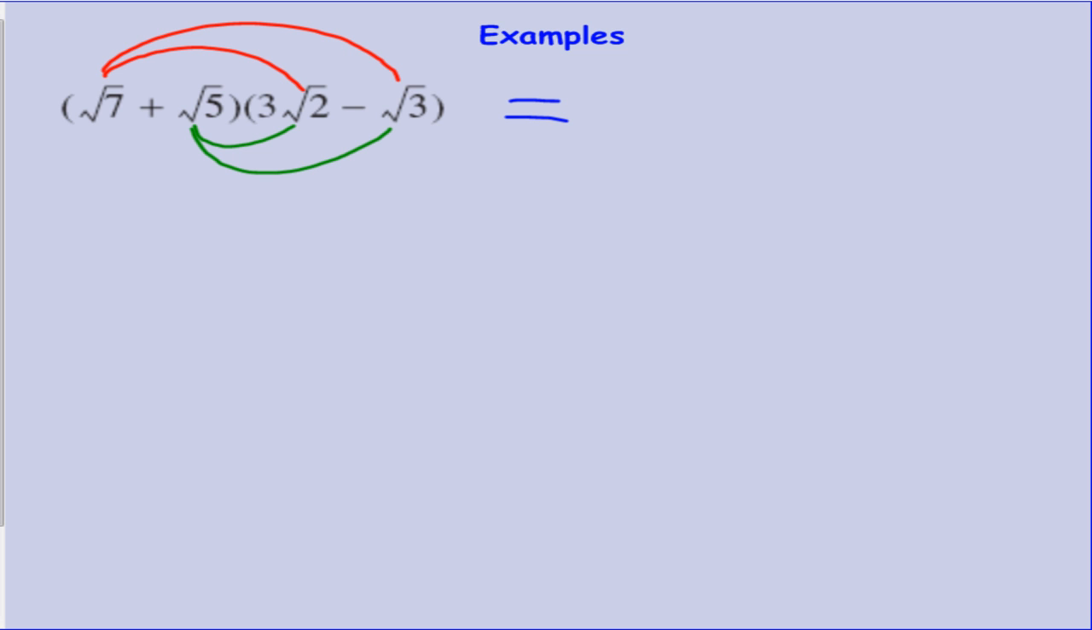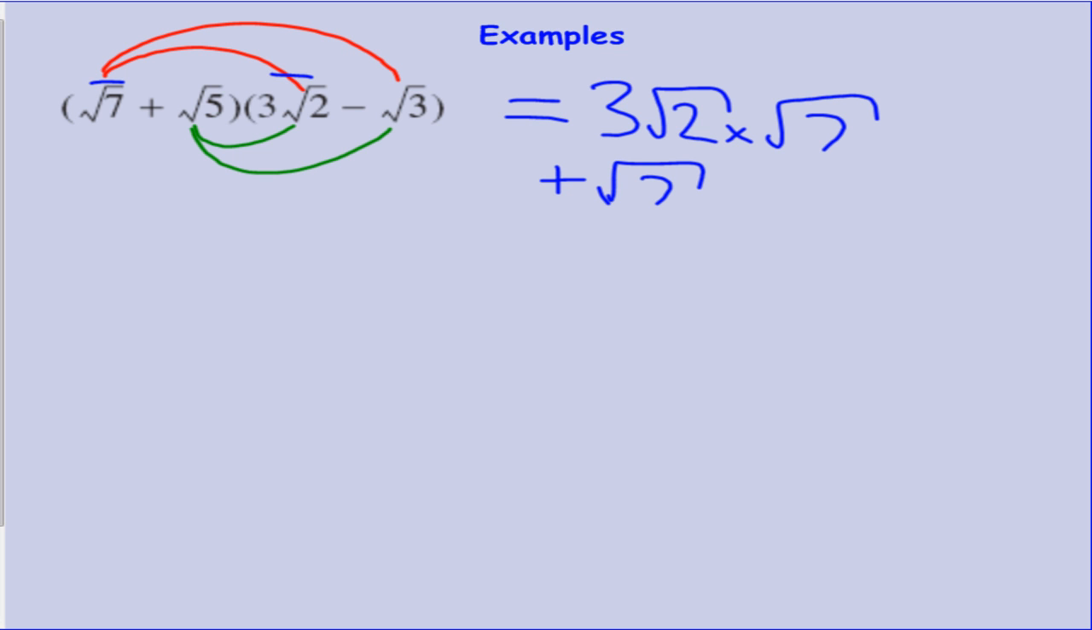Okay, so multiplying along the first red line, the little rainbow, we have square root of 7 multiplied by 3 root 2. So we have the 3 root 2 multiplied by the square root of 7. I might break this up again to make sure we don't miss a step. Alright, we add that on. Now we're going to do the big red rainbow. We have the square root of 7 multiplied by negative square root of 3.